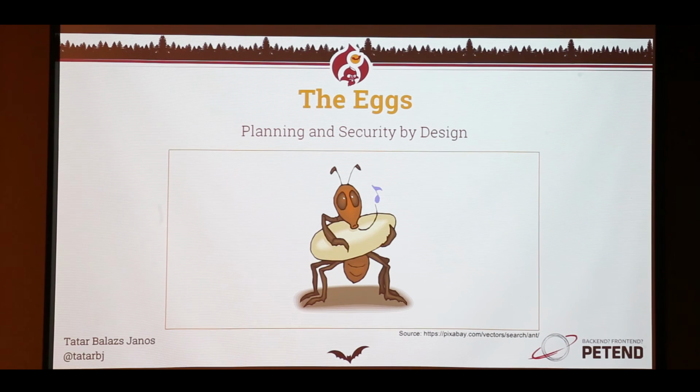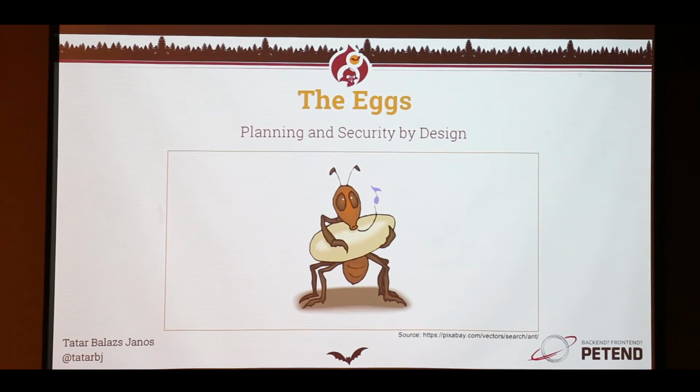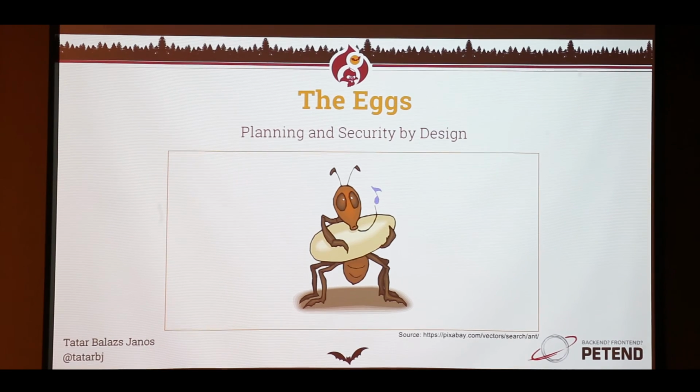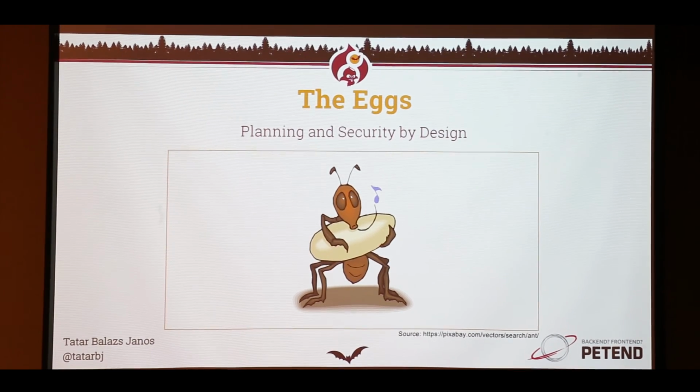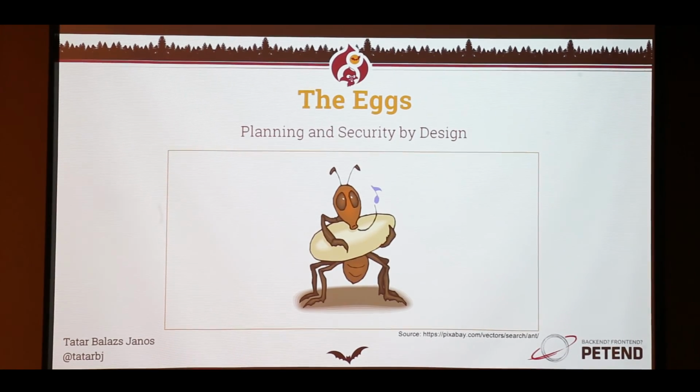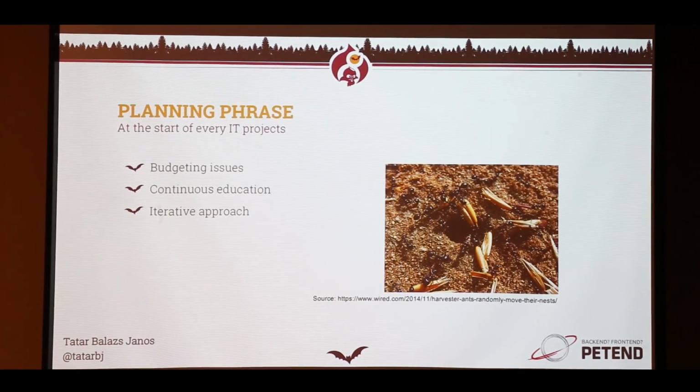So I said a bug's life. What is a bug's life? It has 4 different stages. And we are going to cover all the 4 different stages to see how a software product, especially a Drupal one, can be planned, can be implemented, and later on maintained. So let's start with the eggs. Planning and security by design.